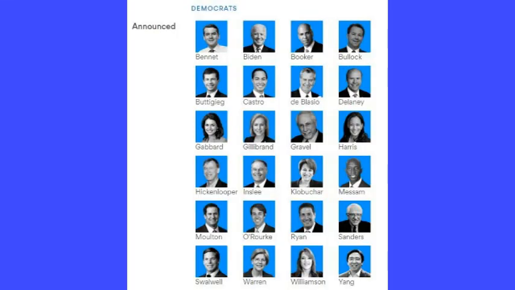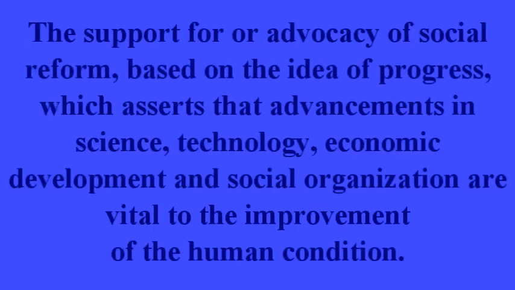With all this talk about progressives, and pretty much every Democrat claiming to be a progressive, I felt that it would be best to explain what a progressive is. Well, the most basic definition of a progressive is as follows. The support for or advocacy of social reform based on the idea of progress, which asserts that advancements in science, technology, economic development, and social organization are vital to the improvement of the human condition. That's it. But that's the basic definition.